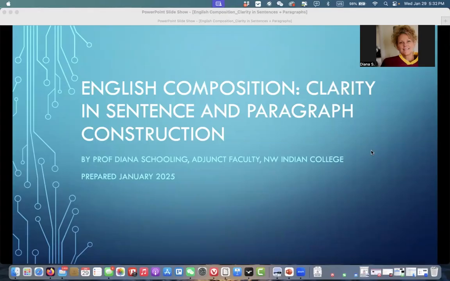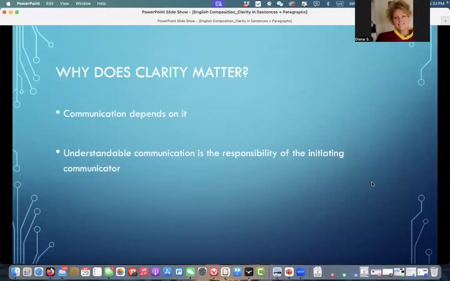Hopefully this will work. I've had some trouble with the presenter view. It's supposed to automatically forward to the next one when I click. Okay.